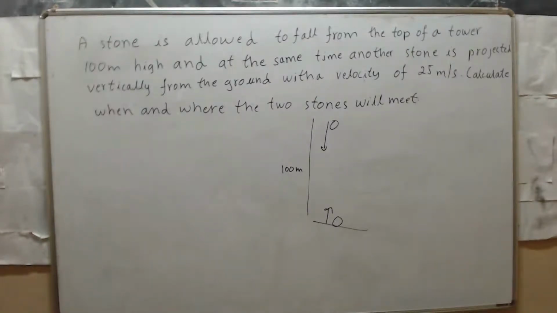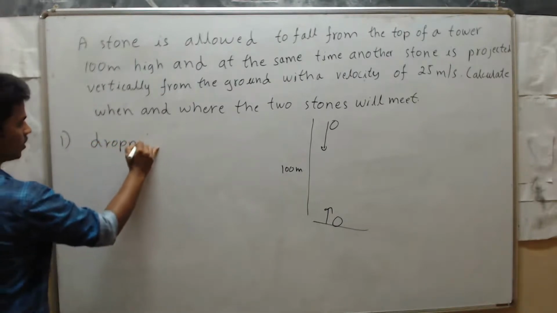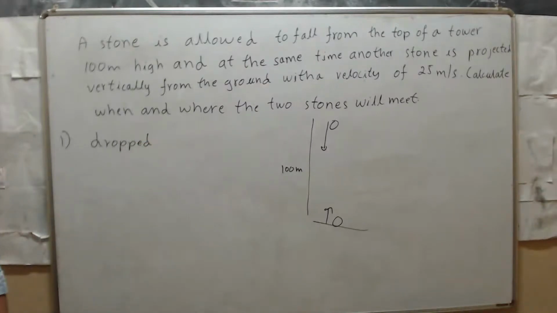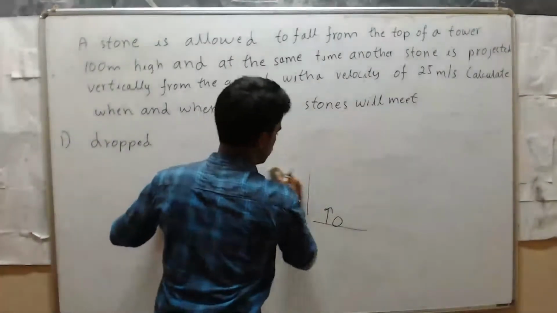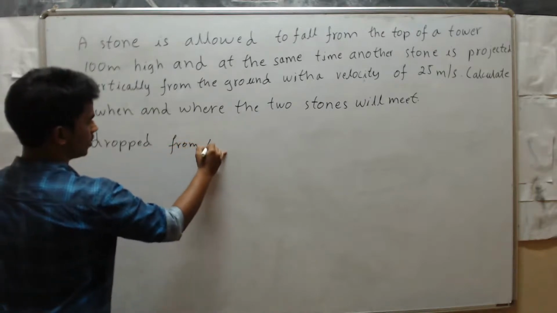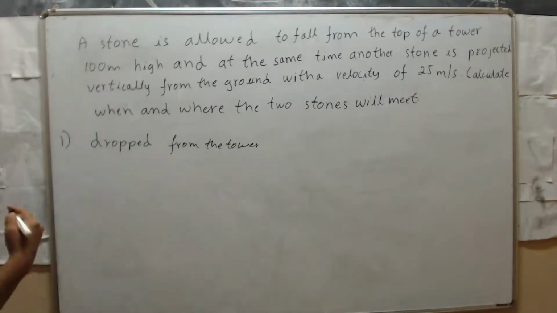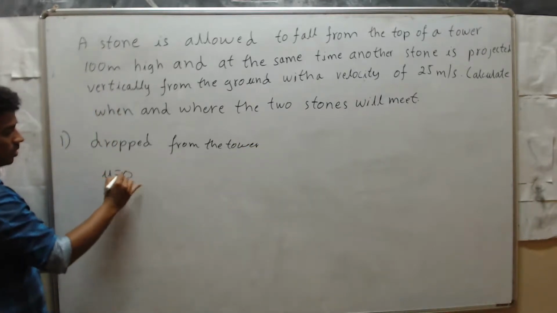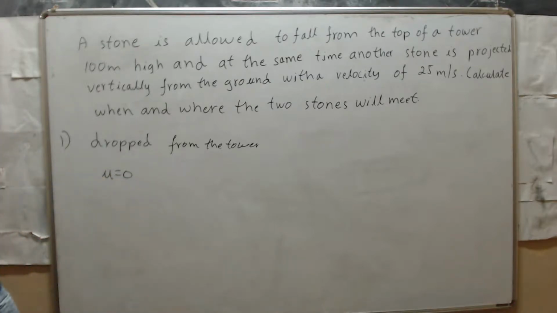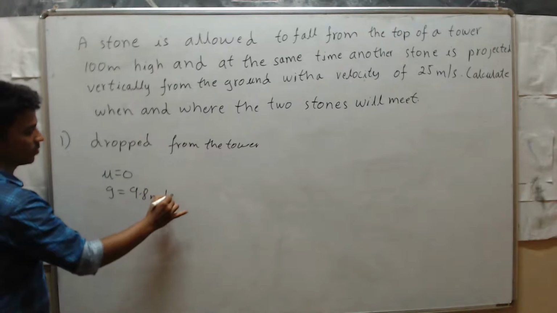First one we will discuss. Okay, first case: dropped from the height. Dropped from the tower. While dropping, its initial velocity is equal to 0. Then what about g? The g is constant, right? g is equal to 9.8 meter per second square.